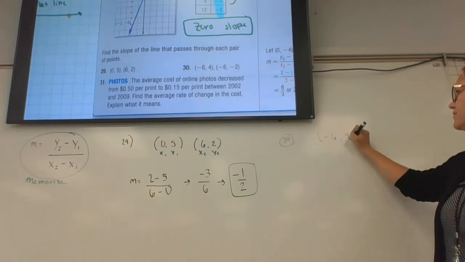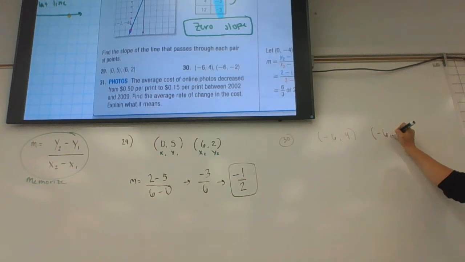Alright, try it again with these two ordered pairs. A little more difficult because these have negative signs in them.